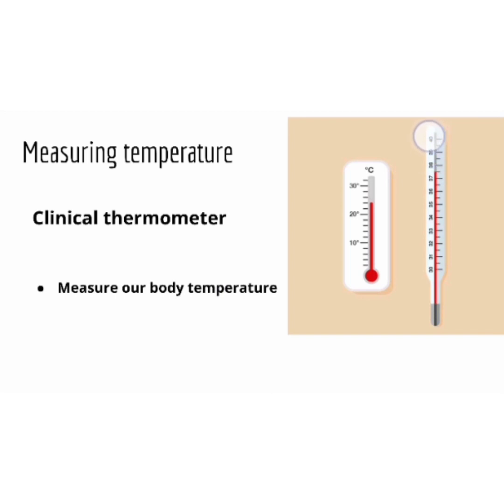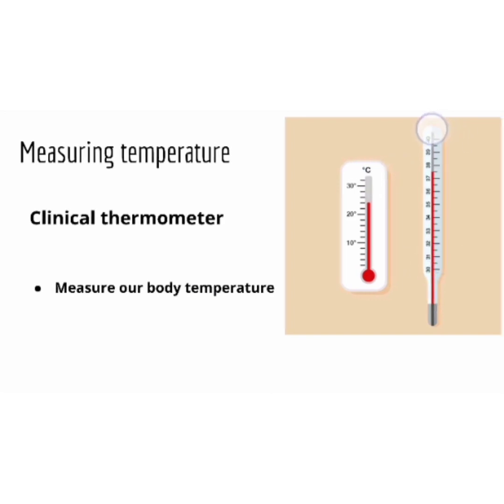You will also find a scale on the thermometer, like 30, 31, 32. This is the scale on the thermometer. The scale we use is the Celsius scale. It is indicated by degree C. A clinical thermometer reads the temperature from 35 degrees to 42 degrees Celsius.